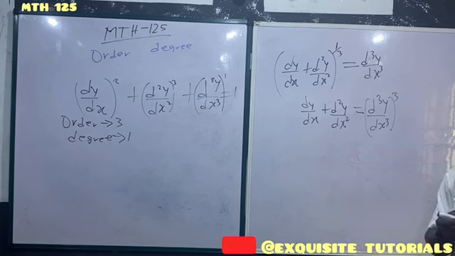That's all for order and degree. Don't forget, the first thing you must do is to clear fractional power first, if there is any fractional power.